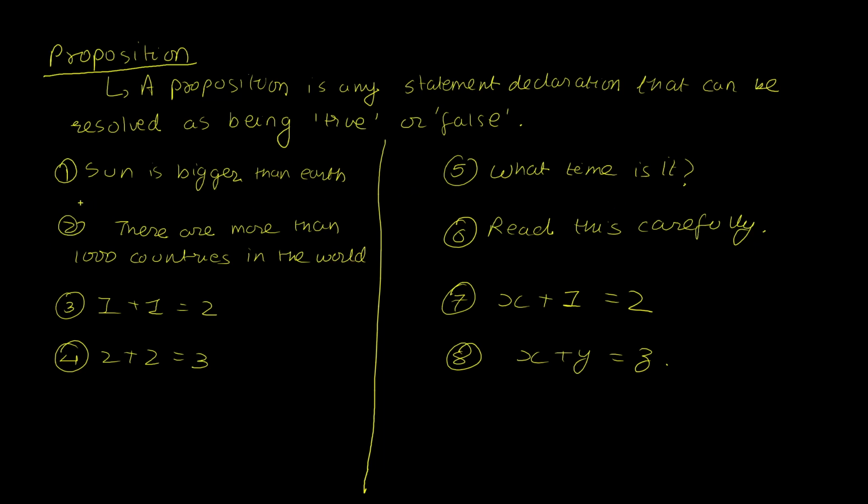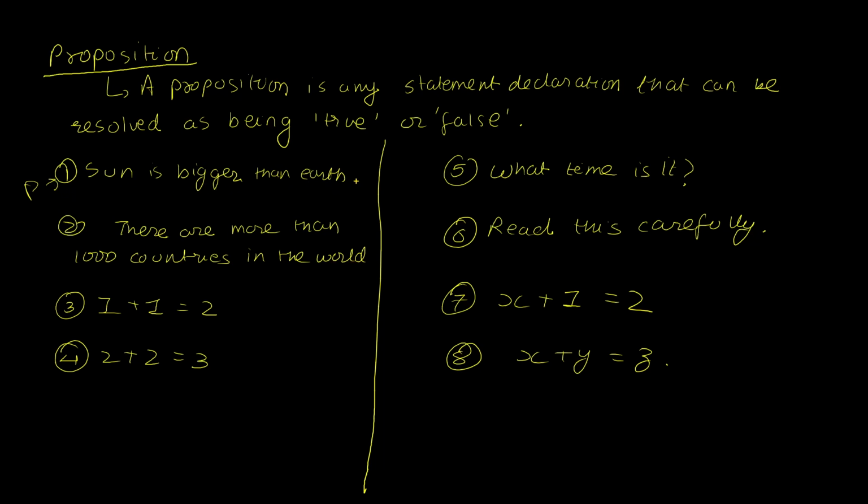First we inspect if the sentence is of a type that can be resolved into true or false in the first place. If that is the case, it is a proposition and therefore its value would be resolved into a true or a false. So let's see this one. Sun is bigger than Earth. This can be resolved into true or false, so this is a proposition.